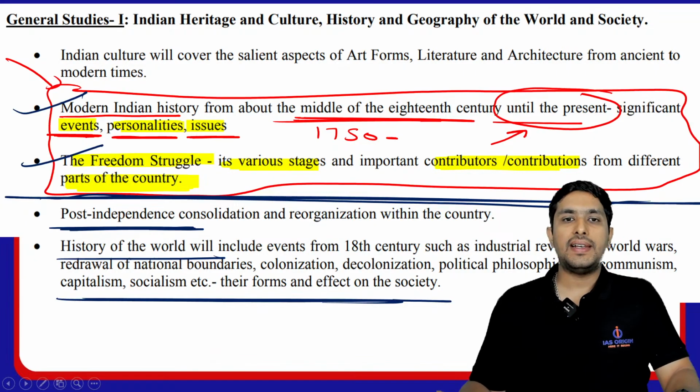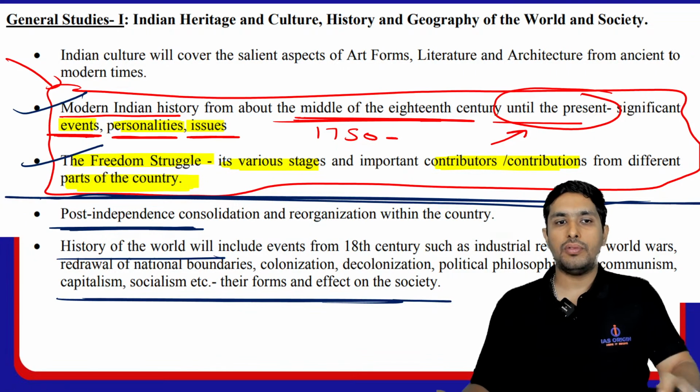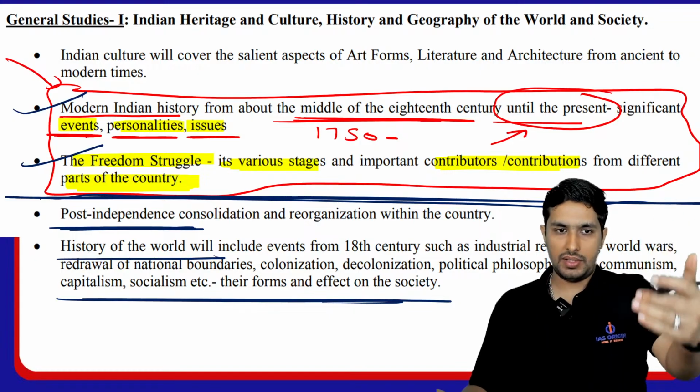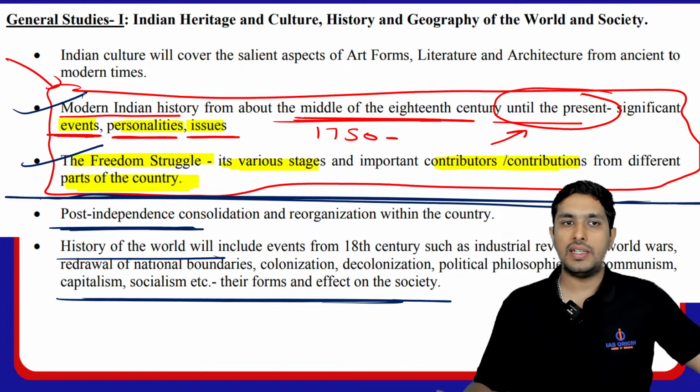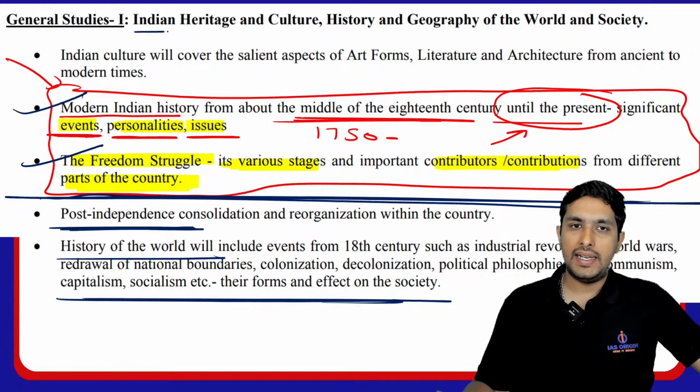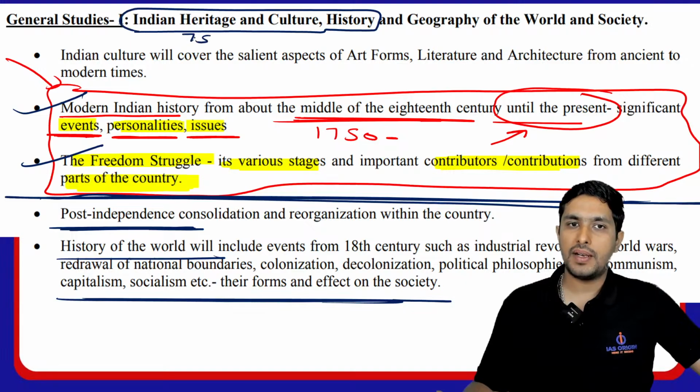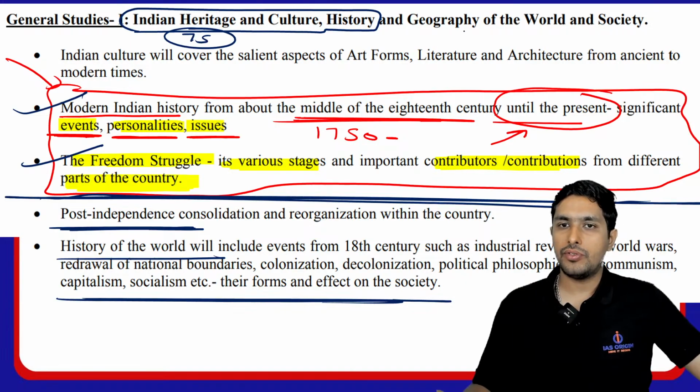So I hope this idea is clear, and you all know that if you combine all that, this history part and this culture part as well. So Indian heritage and culture, what are we looking at? We are looking at 75 marks in total. Again, I'm telling you, geography, we're looking at 75 marks again in total.